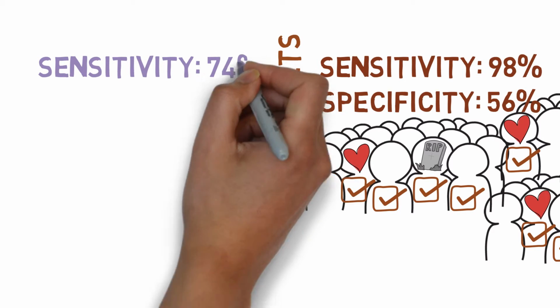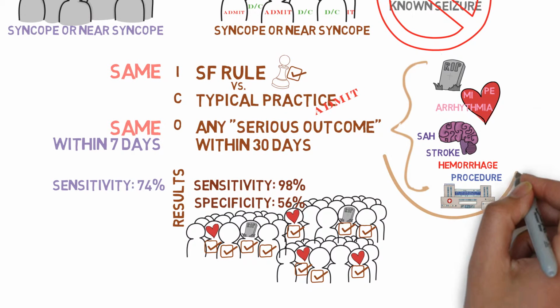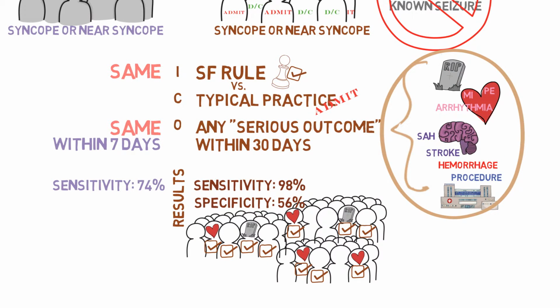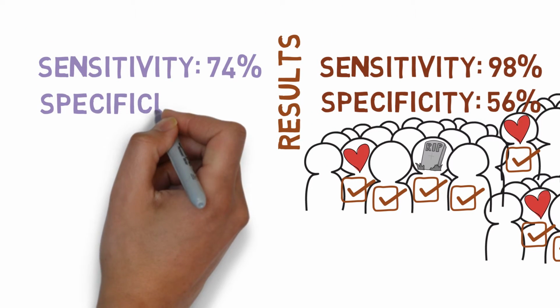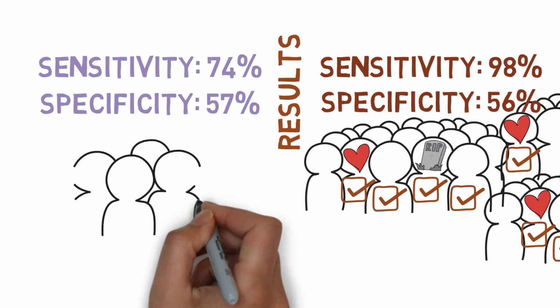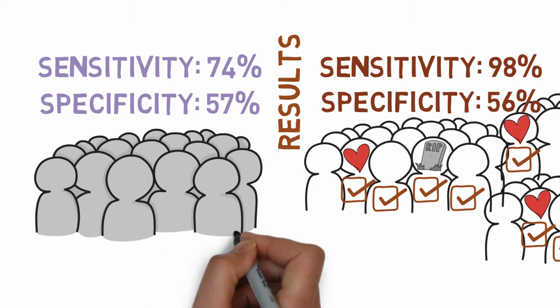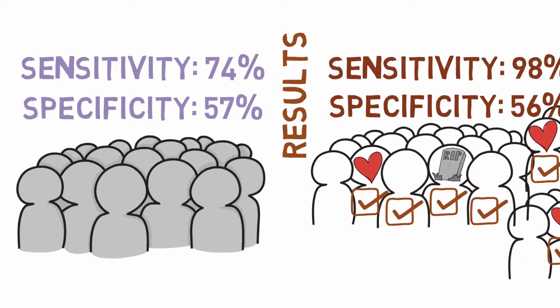This analysis showed a sensitivity of just 74%, which means that the San Francisco rules in these patients missed a quarter of the very serious, too serious to miss events. The specificity of the study was 57%. The authors, unwilling at first to accept this result, after all, they were trying to validate the rule, not discredit it, went back and did some further analysis.